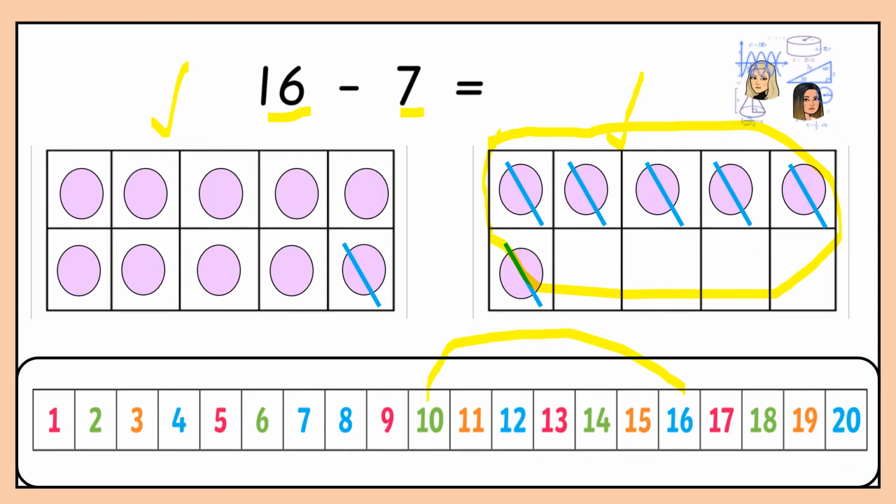Well done. But this number sentence wasn't 16 take away 6. It was 16 take away 7. So what do I have to do now? That's right, I have to take one more away. And that's super easy. I know that 10 take away 1 is equal to 9. So 16 take away 7 is 9. That's right. Okay, let's do another one.